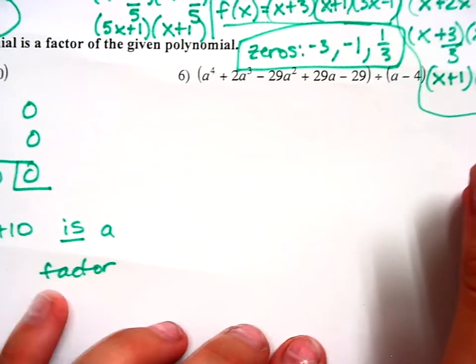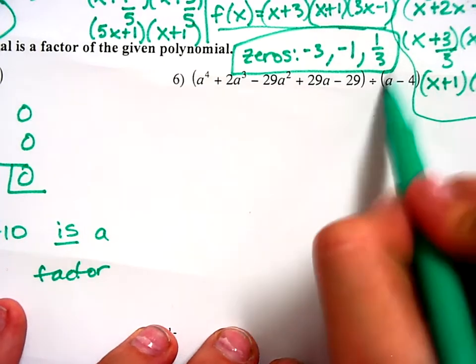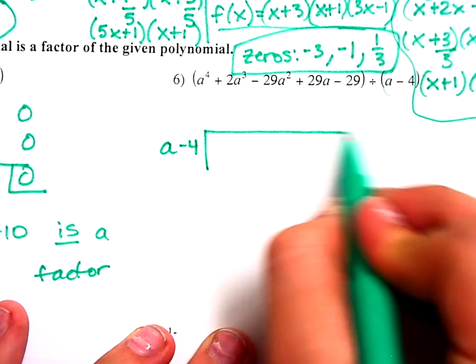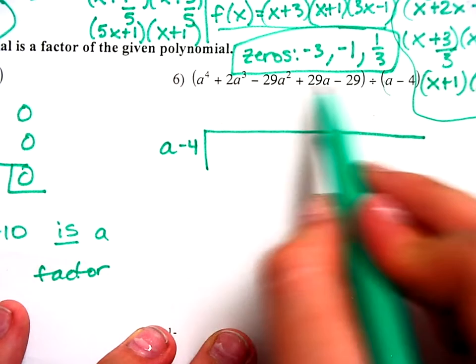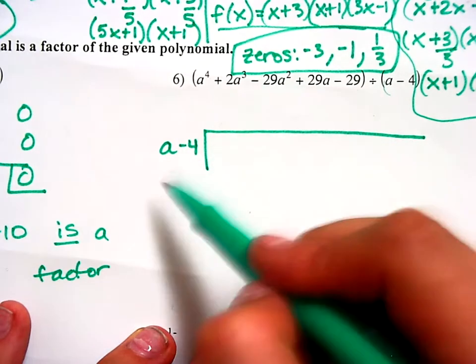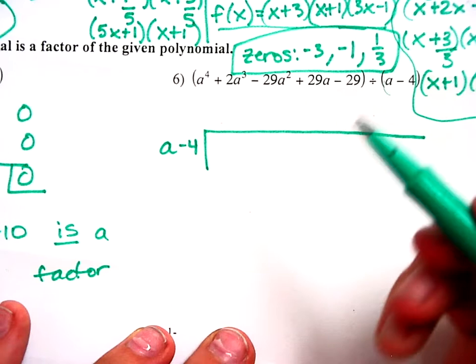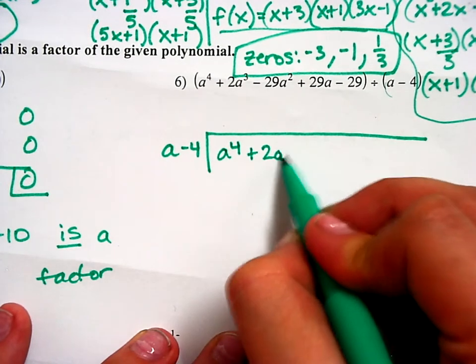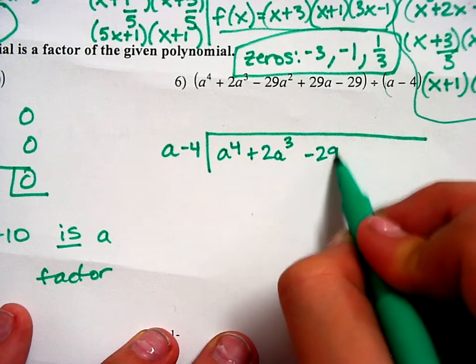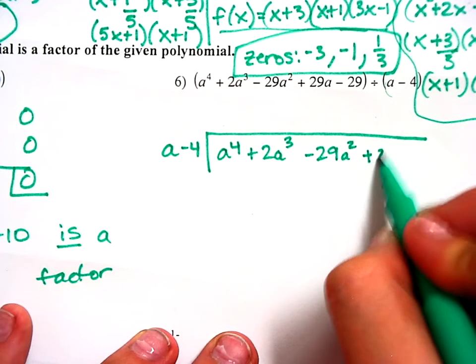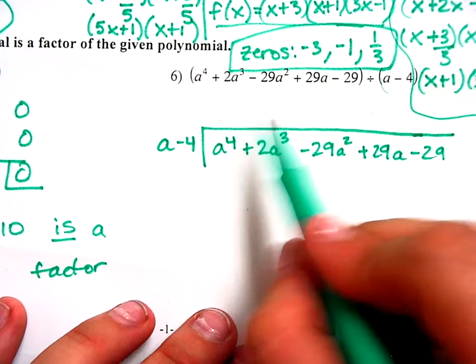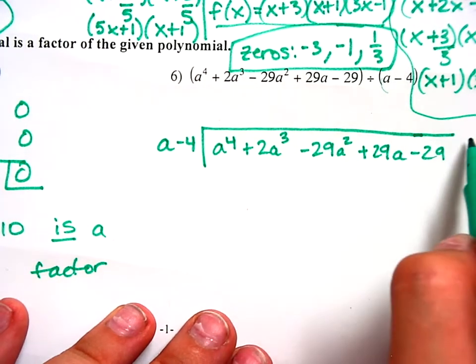So then the next one, just so we can review, I'm going to do long division. So what we're going to do is write our divisor out front, so a minus 4. And then just like with regular long division, we're going to write what we're seeing if a minus 4 is a factor of. So I'm going to write everything here: a to the 4th plus 2a to the 3rd minus 29a squared plus 29a minus 29. Now I didn't need any placeholders here because I had a to each exponent, so we're good.